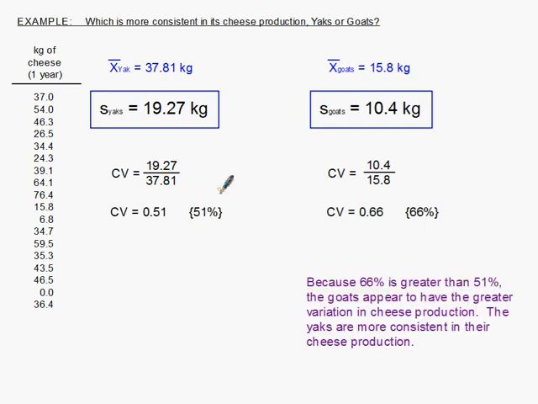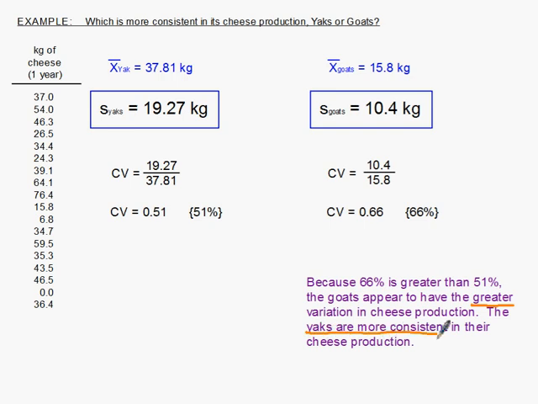And really what that means is that because the 66 is greater than the 51, the goats appear to actually have a greater variation in cheese as compared to their own mean, right? Which, because there's such a large difference between the size of a goat and a yak, is a better comparison. So the goats have greater variation. The yaks are more consistent.